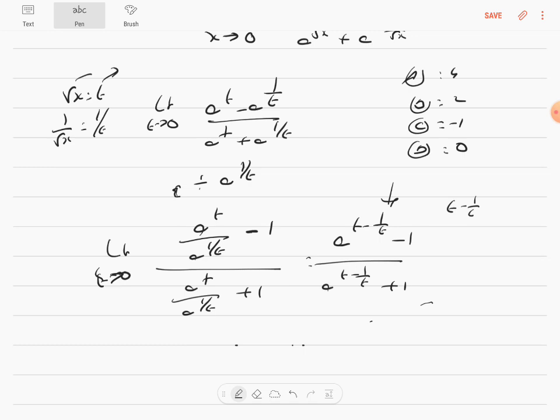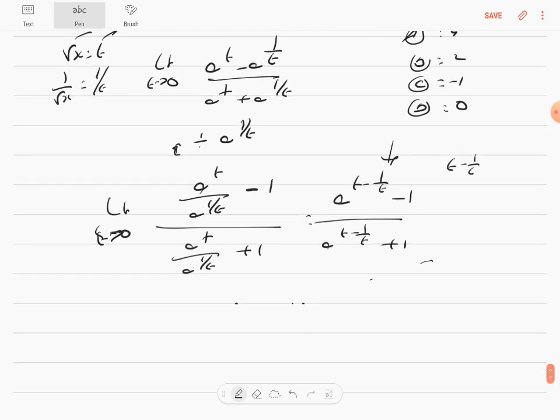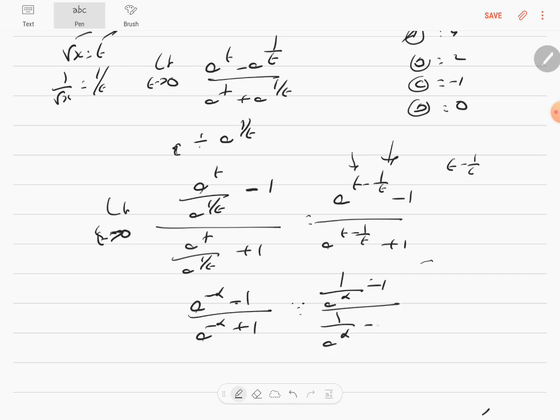T is tending to 0. It's getting to infinity format. Oh, it's still infinity format. This is 0 minus infinity. So a to the power minus infinity minus 1 by a to the power minus infinity plus 1. It's like 1 by a to the power infinity minus 1 by 1 by a to the power infinity plus 1. It's infinity, 1 by infinity is 0. So minus 1 by 1 is equal to minus 1. So thus option number C is the right answer.